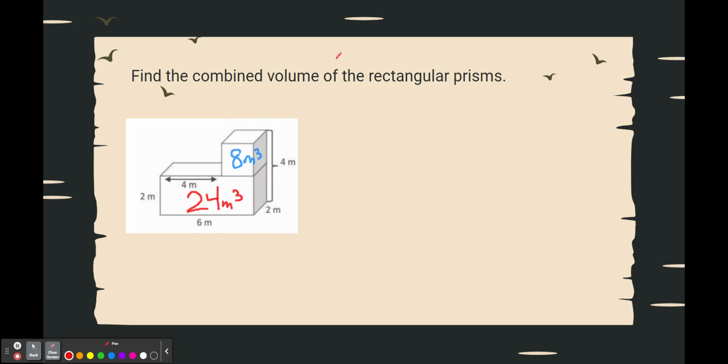Okay, so now we found the individual volumes of both of our rectangular prisms. We want to find the combined volume, so all I need to do now is add them together. My bottom rectangular prism is 24 meters cubed, and our top rectangular prism is 8 meters cubed. So we have like units: meters cubed and meters cubed. So 24 plus 8 is going to give me 32 meters cubed. So the volume is 32 meters cubed.